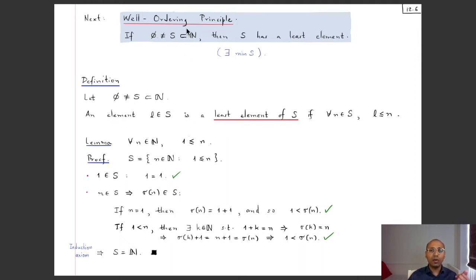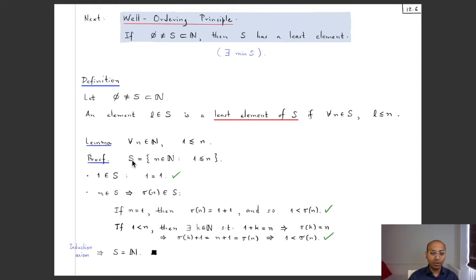Now, to prove this well-ordering principle, we will need first the following auxiliary result, which we call a lemma, and that says that for every natural number n, you have that 1 is less than or equal to n. So let's first prove this lemma. To prove this lemma, we will consider the following set S, which is defined to be all those natural numbers n such that n is bigger than or equal to 1. So that's the set S.